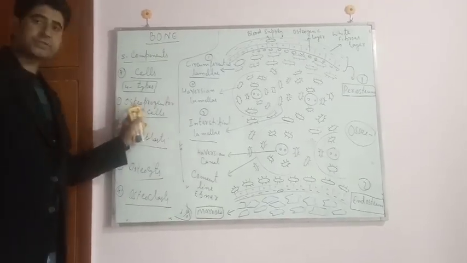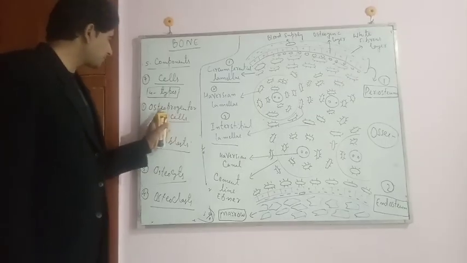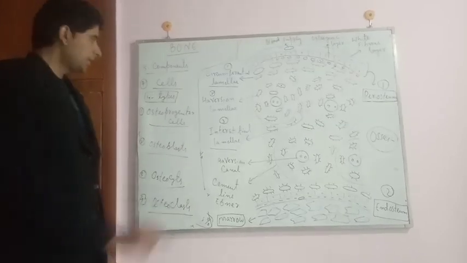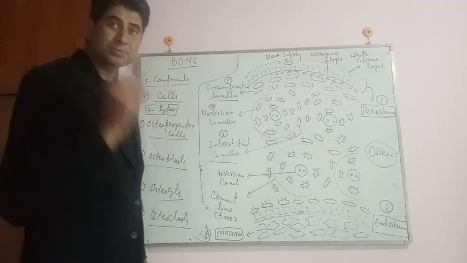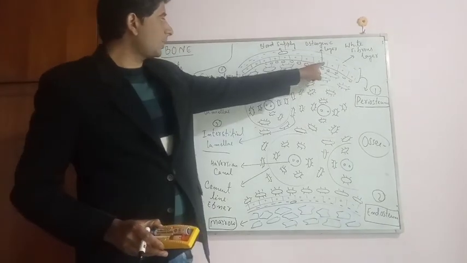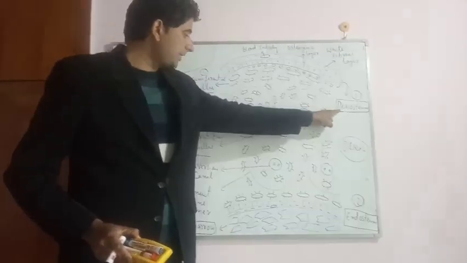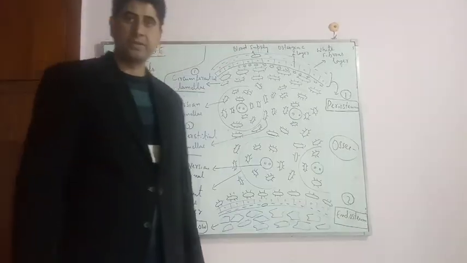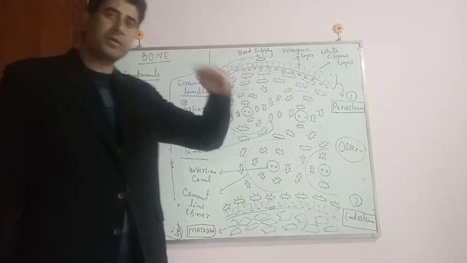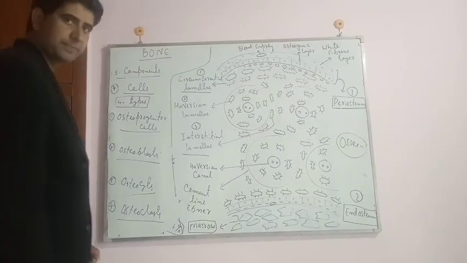So now moving towards the first type of cell, that is the osteoprogenitor cell. These osteoprogenitor cells are the mesenchymal stem cells present in the osteogenic layer of the periosteum as well as the osteogenic layer of the endosteum, and upon division they give rise to the osteoblasts.